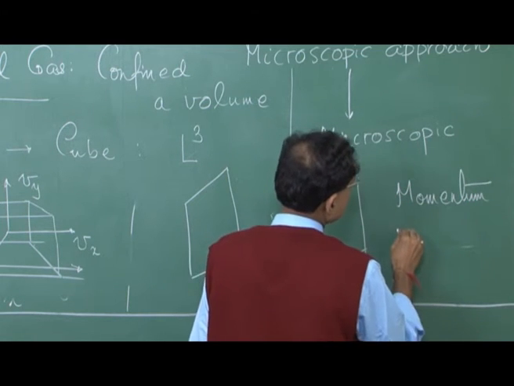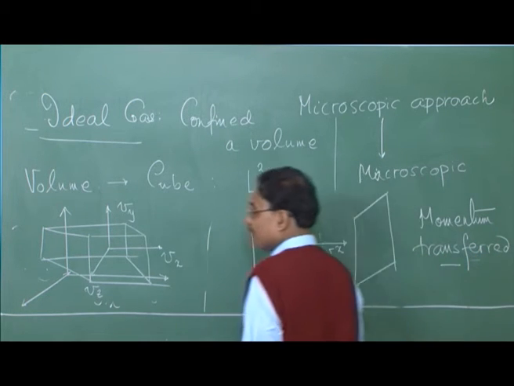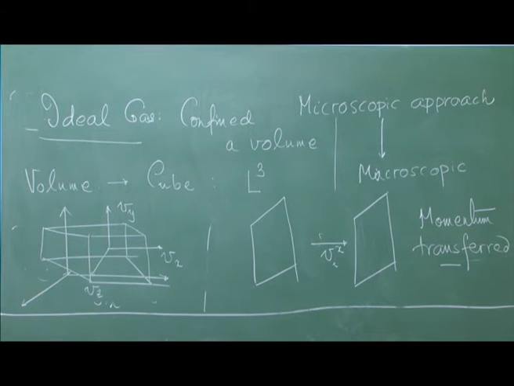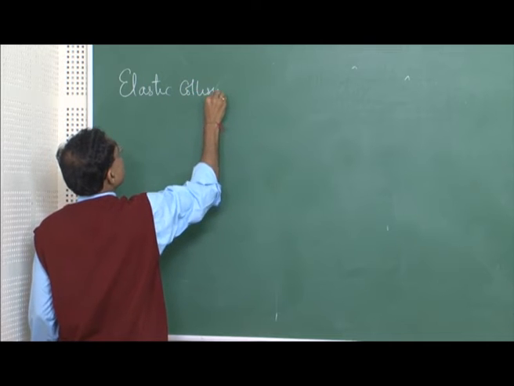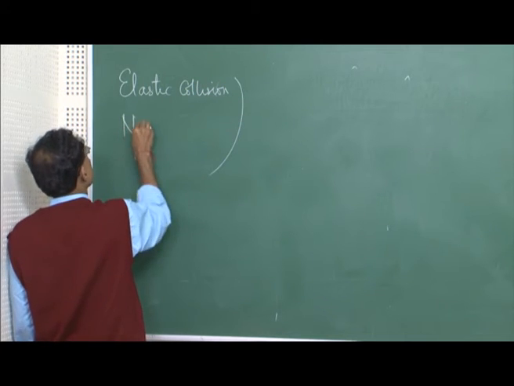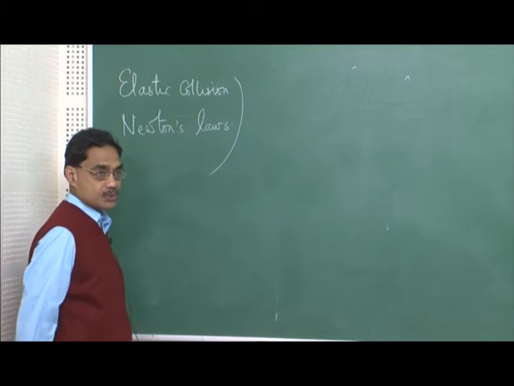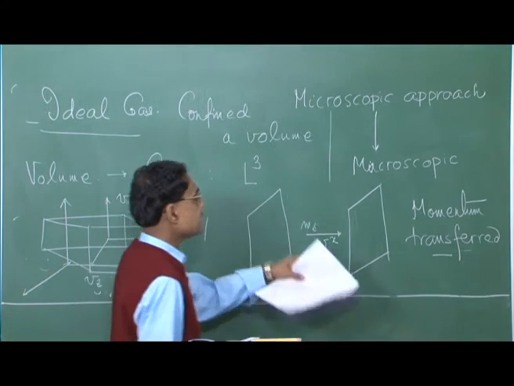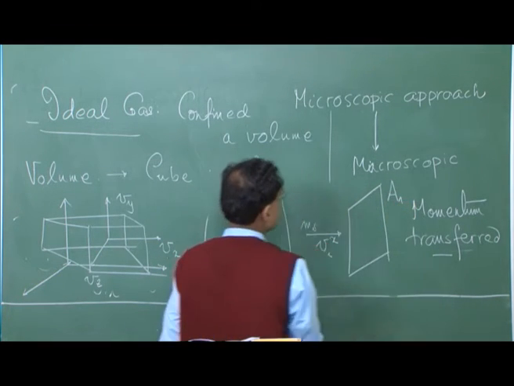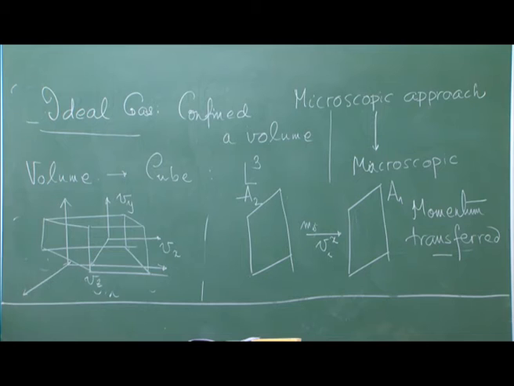So what I will calculate is the momentum transferred. To calculate this momentum transfer, I will use elastic collision, and of course, as I said, everything will be done in the framework of Newton's laws. Now, this particle of mass Mi goes and hits this face of the cube; let me call the faces A1 and A2. It gets elastically collided and comes back.